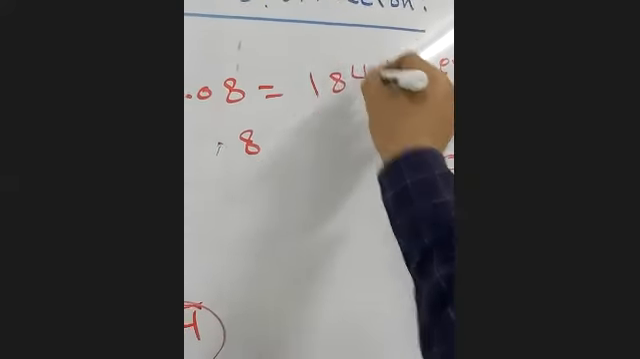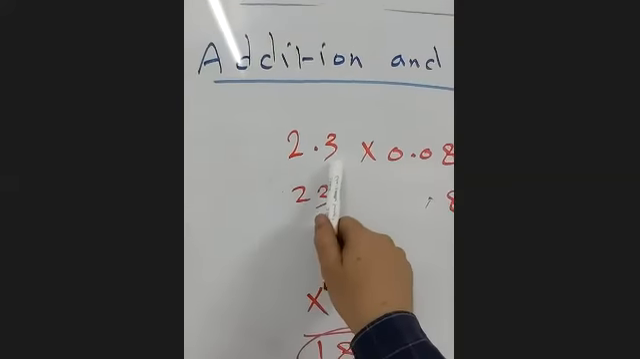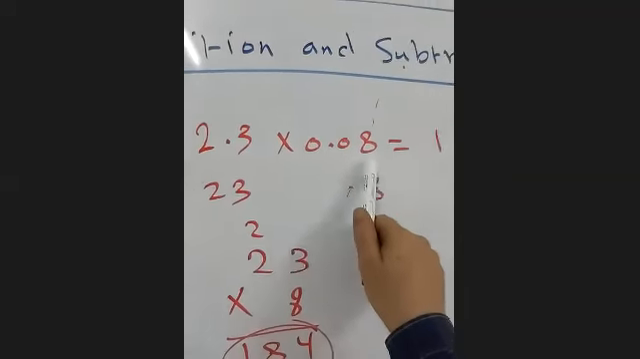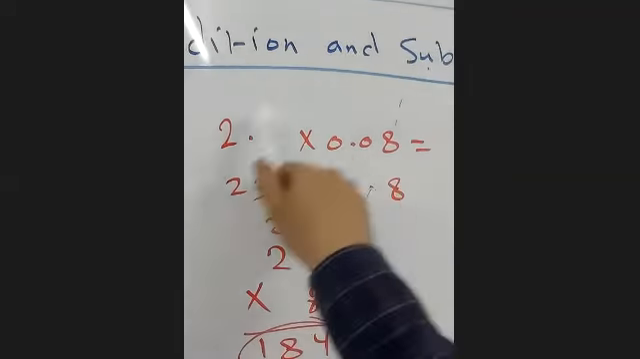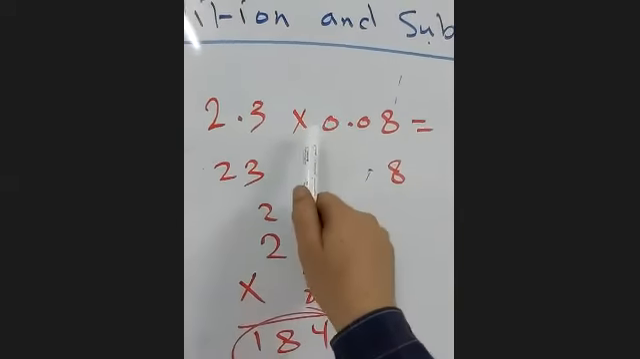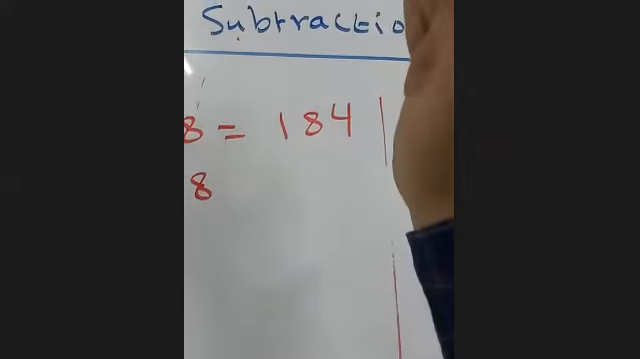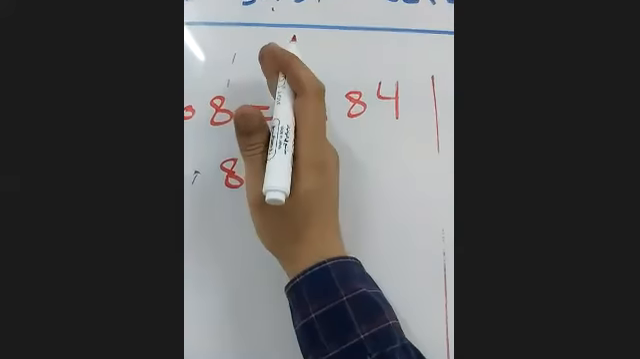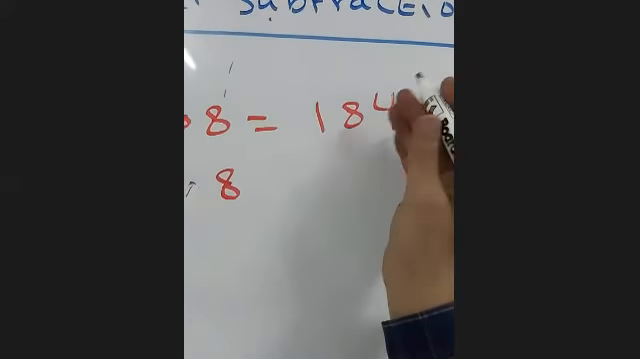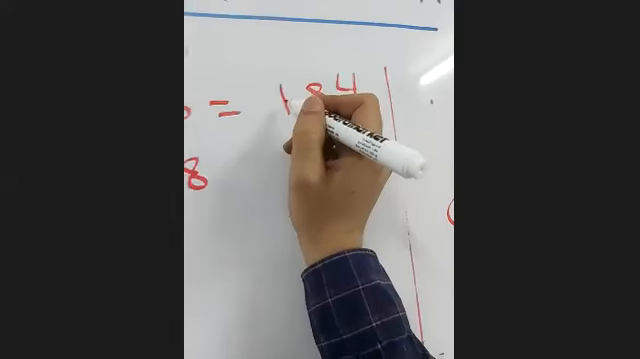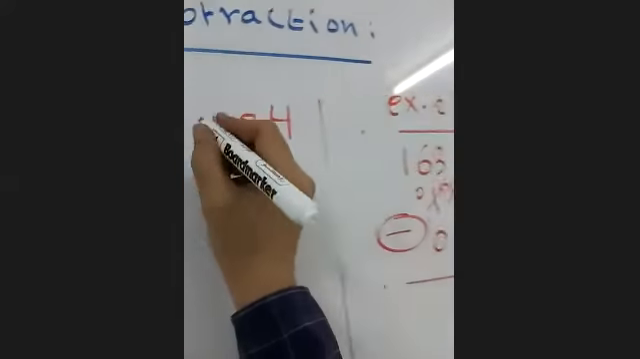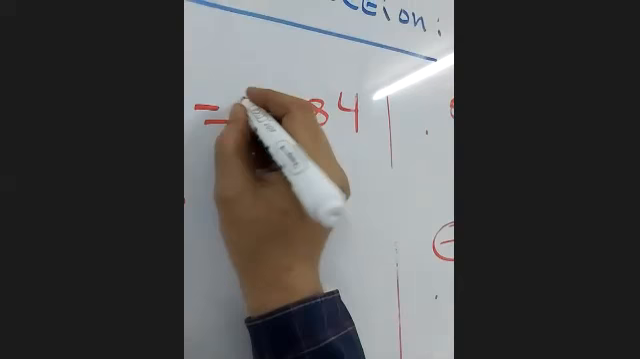1, 8, 4. Now here I have 1 digit after the decimal. Here I have 2 digits after the decimal. Together, they are 3 digits. So I'll go to my answer from the right, not from the left, and count from the right 3 digits. 1, 2, 3. And I want 3. So no need to add zeros like that one. So here, decimal, then my 0.